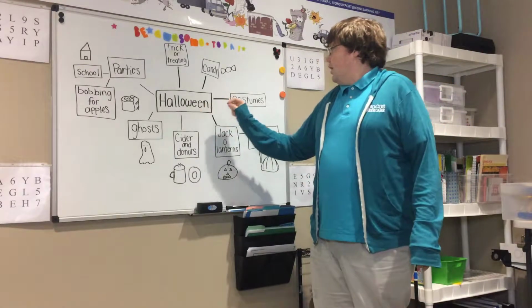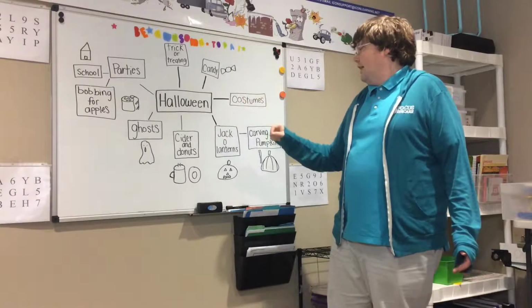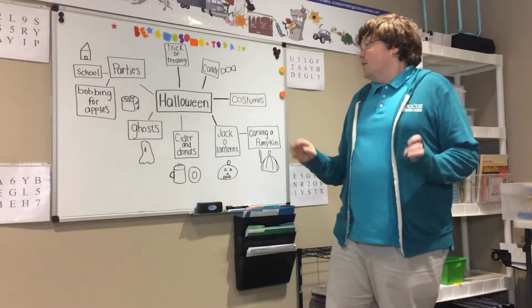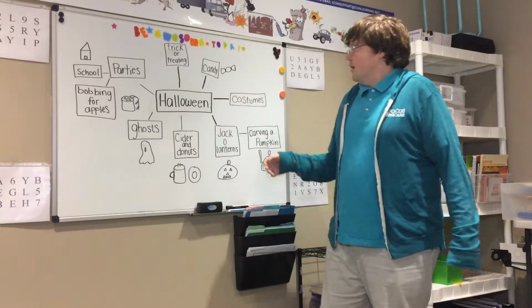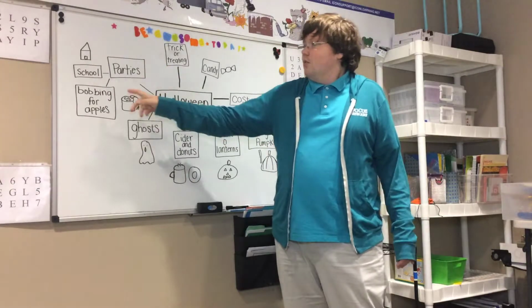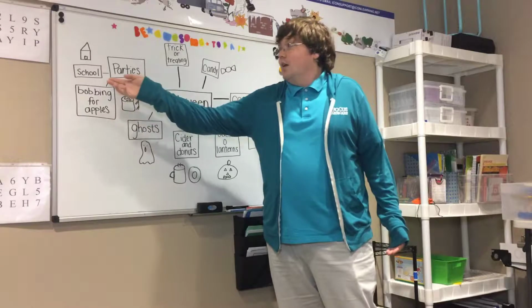So if you're writing about Halloween, something that you'd expect would be costumes. So you'd branch off of that. And then you can add even more details. This is where mapping is so great: if you're talking about, for example, Halloween parties, you can break down those ideas and go into more detail. So you might do bobbing for apples, might be at school.